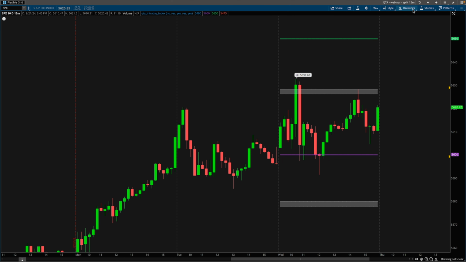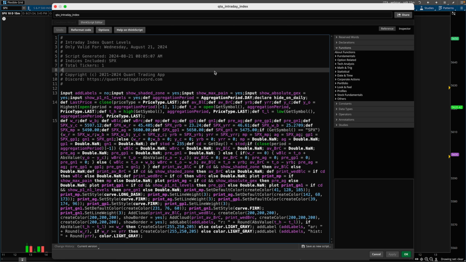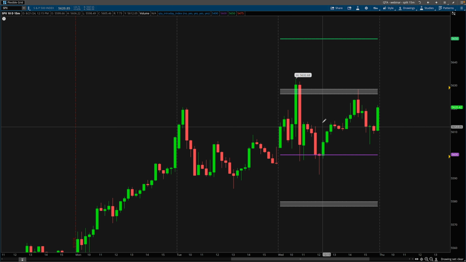And then you come over to your chart, you press studies, come to edit studies. All you have to do is just double click on the script. If it's the index, delete, paste, you press apply, okay, and then you have these levels automatically plotted on your charts.